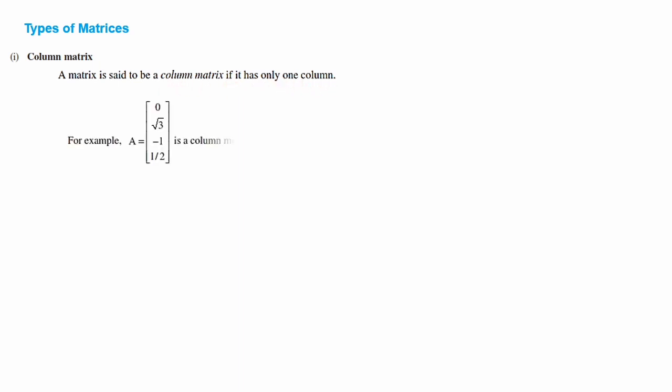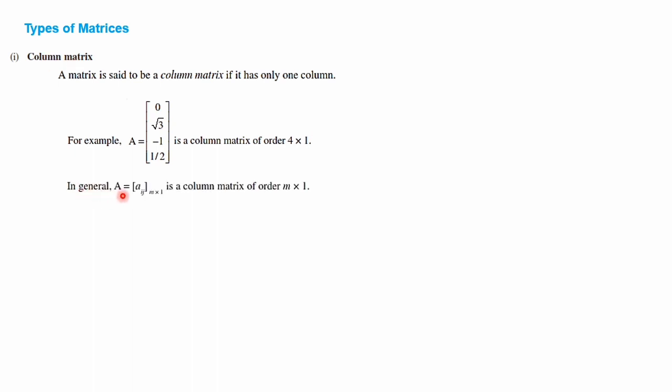Next, we shall discuss the types of matrices. First one, column matrix. A matrix is said to be a column matrix if it has only one column. If a matrix has only one column, then we can say that it is a column matrix. Let's consider an example. A is equal to matrix 0, root 3, minus 1, 1 by 2. It has only one column and 1, 2, 3, 4 rows. So the order is 4 by 1, number of rows and number of columns. It has only one column, so it is an example of a column matrix.